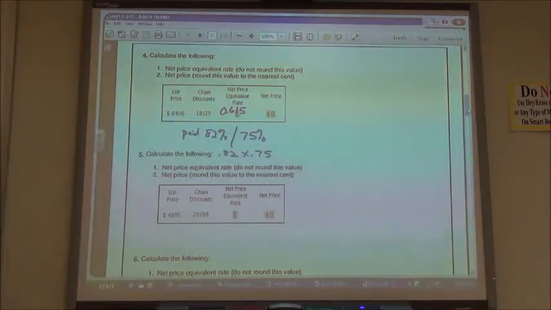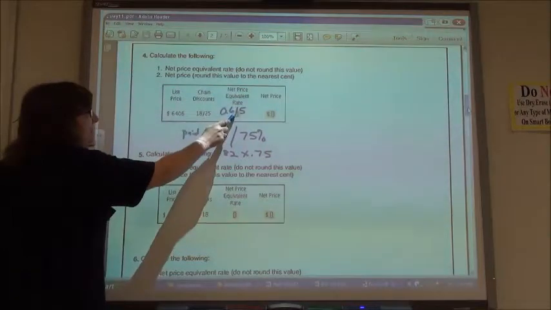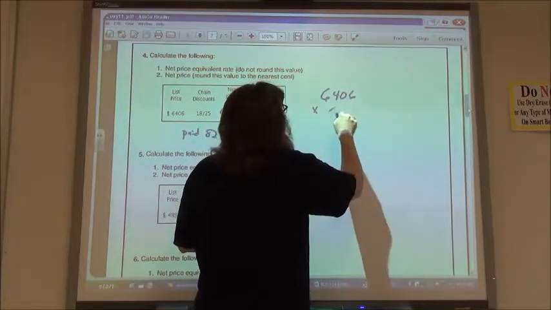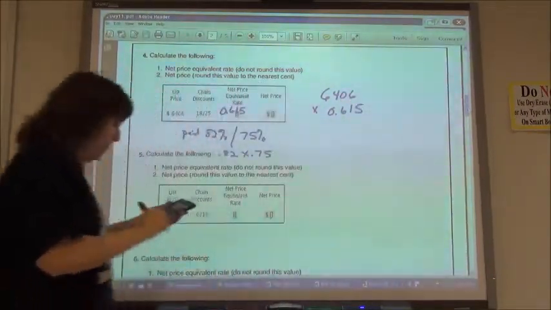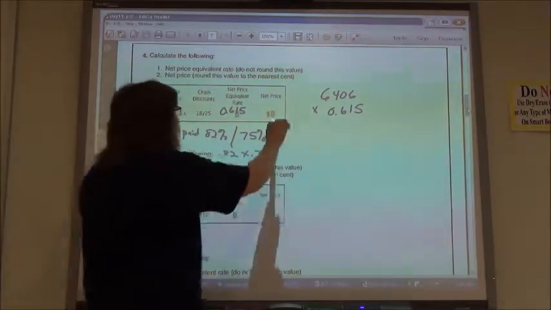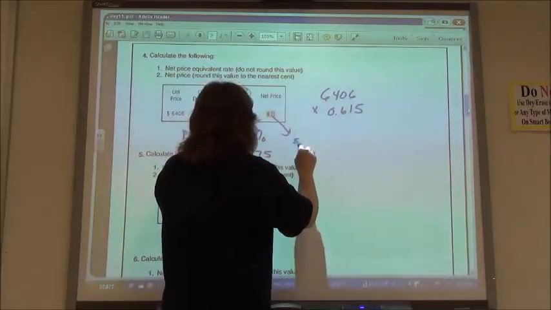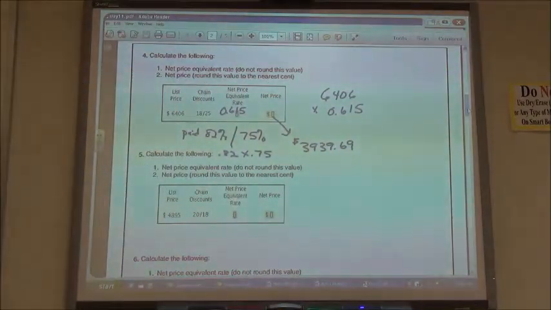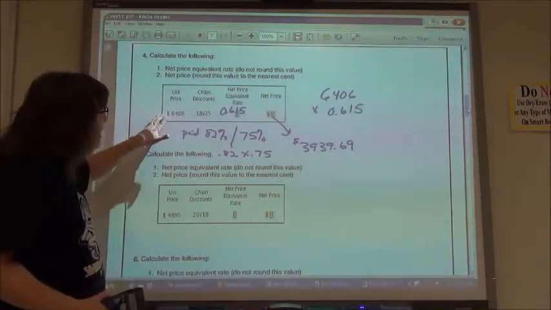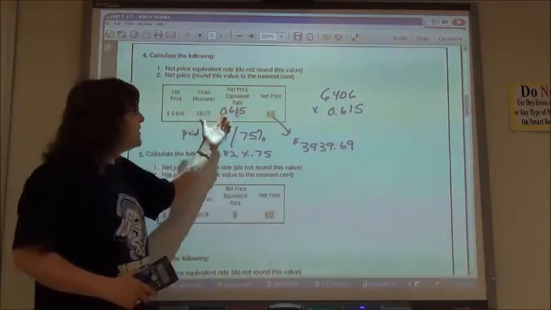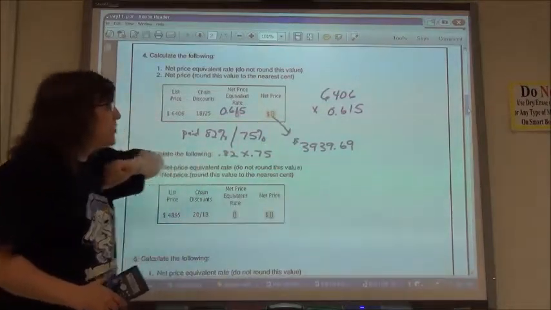In order to find my net price then, I'm going to take the net price equivalent times the list price. So I'm going to take the 6406 times the 0.615. And so my net price that I'm going to end up paying after my 2 discounts is $3,939.69. So instead of having to take 18% and then subtract that amount, 25% and subtract that amount, we use the net price equivalent so that we just have to multiply by one value and we end up with the price that we're going to pay.